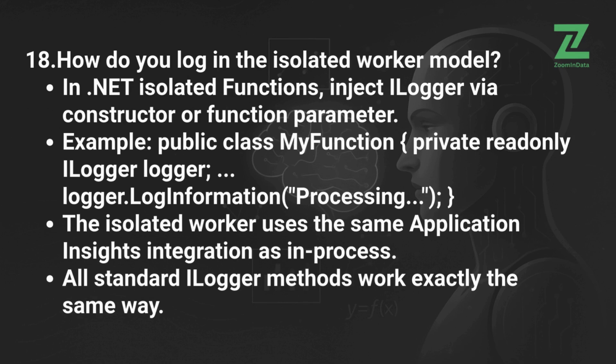How do you log in the isolated worker model? In .NET isolated functions, inject ILogger via constructor or function parameter. Example: public class MyFunction, private readonly ILogger logger. logger.LogInformation("Processing"). The isolated worker uses the same Application Insights integration as in-process. All standard ILogger methods work exactly the same way.